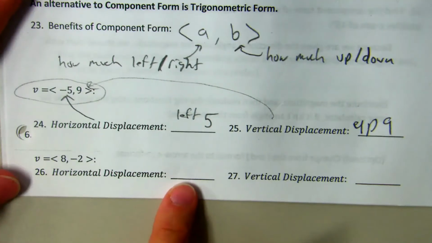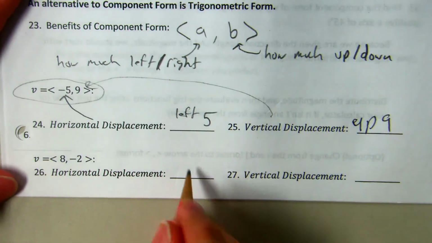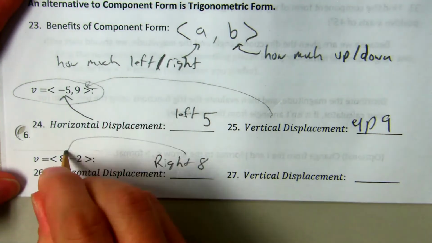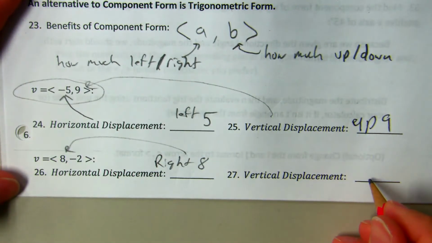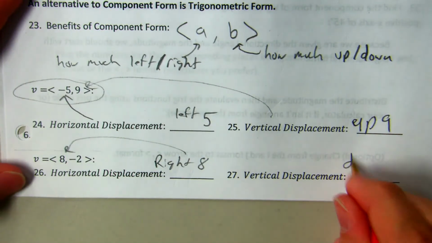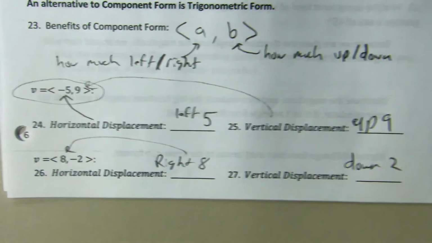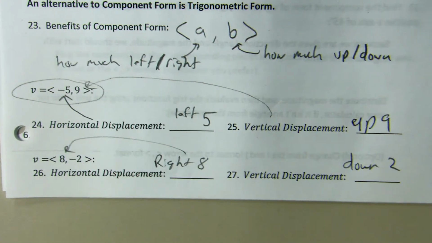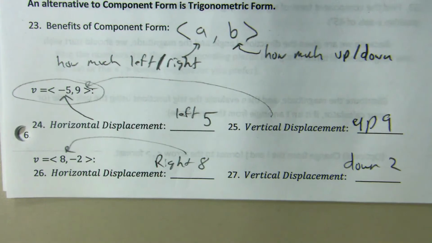Okay, so what would the horizontal displacement of this one be? And the vertical? So notice it takes you almost no time at all to answer that type of question. So that is the benefit of component form. That's one reason why we like to use that.